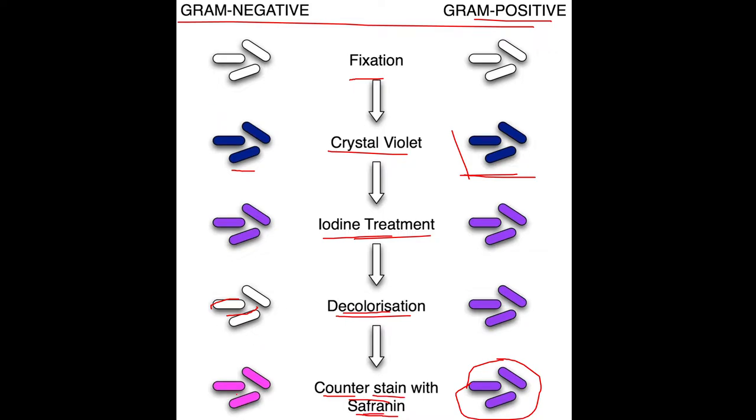So gram-negative bacteria are pink, gram-positive bacteria are purple. This is the main difference. And if you want to memorize it, purple starts with P. Pink has the letter N in it, so gram negative is pink, but purple doesn't have an N in it, right? That's how I remember it.